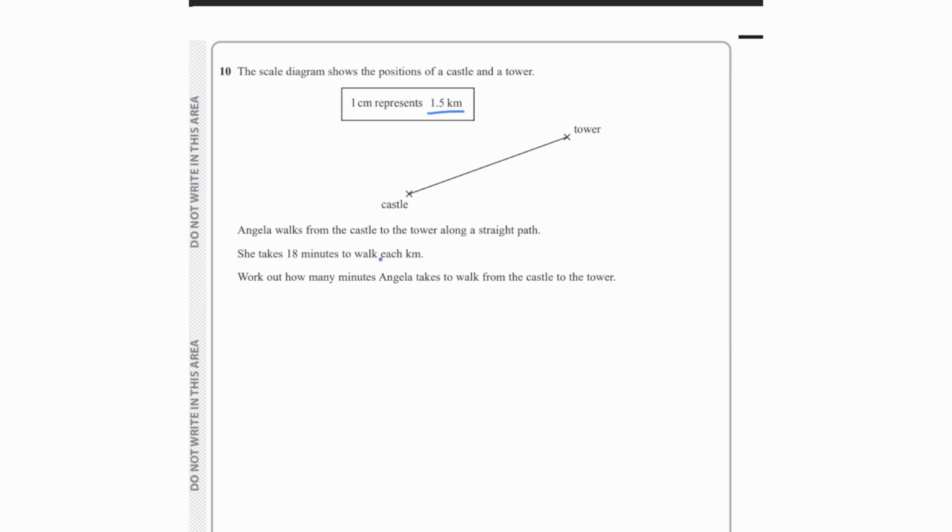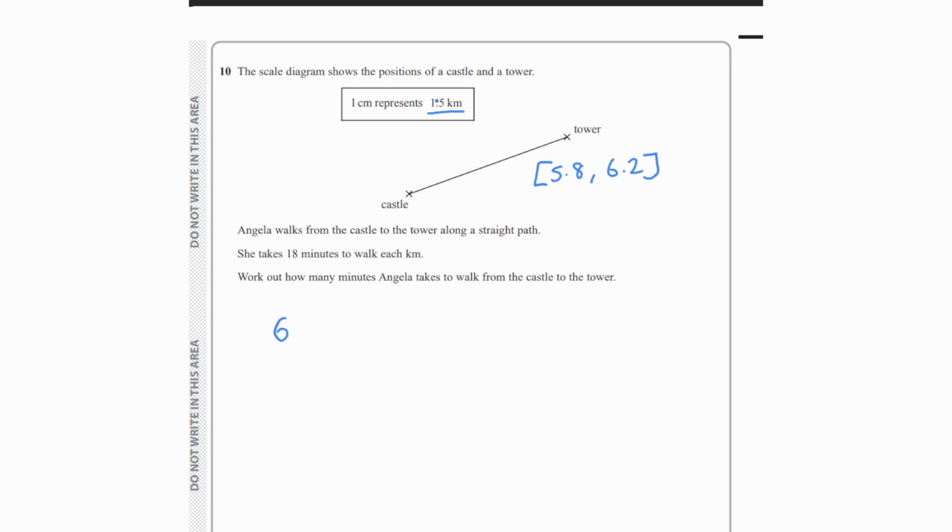It takes 18 minutes to walk each kilometer. Work out how many minutes Angela takes to walk from the castle to the tower. So what you want to do is measure that distance. Having a look at the mark scheme, we could have had anything between 5.8 and 6.2 inclusive here for the distance in centimeters. So if you measured your line, any value between 5.8 and 6.2 inclusive would be okay. We're going to say we measured it and it came out at 6 centimeters.